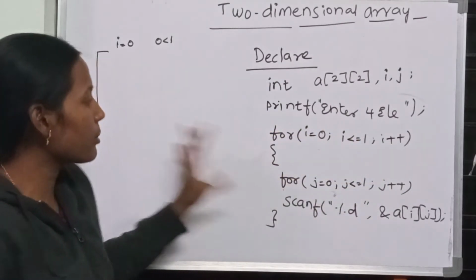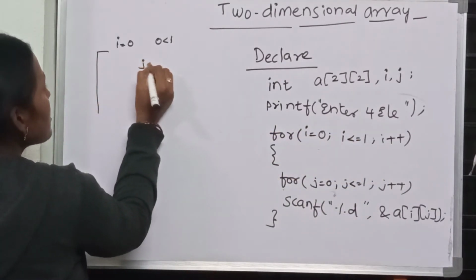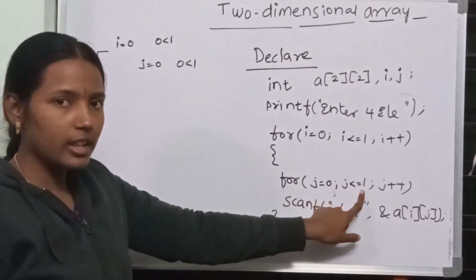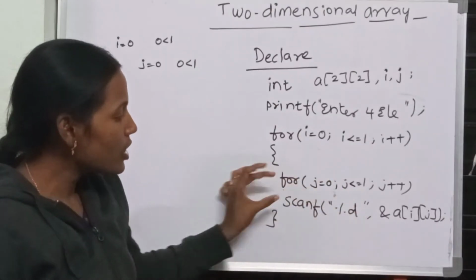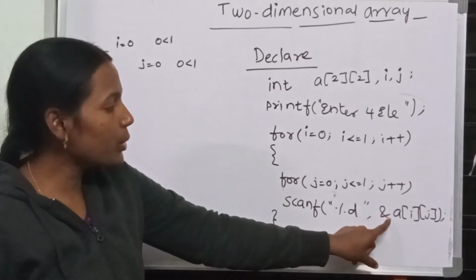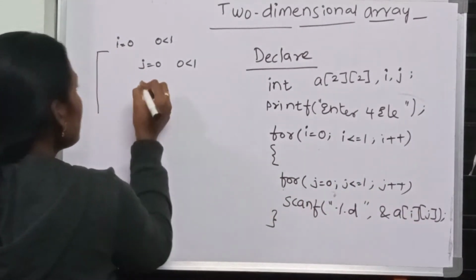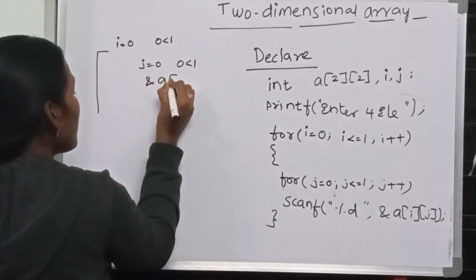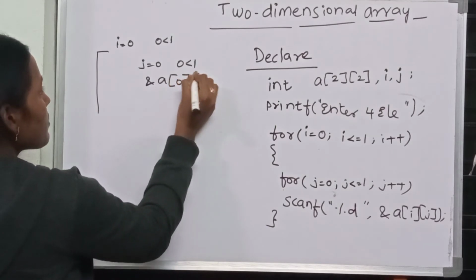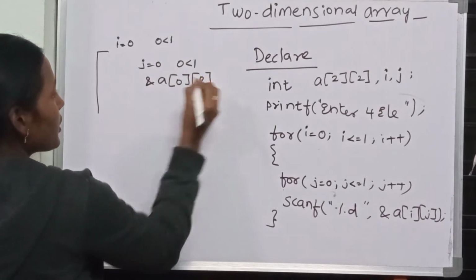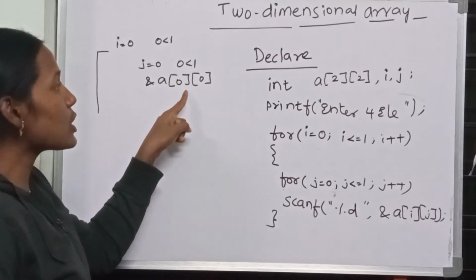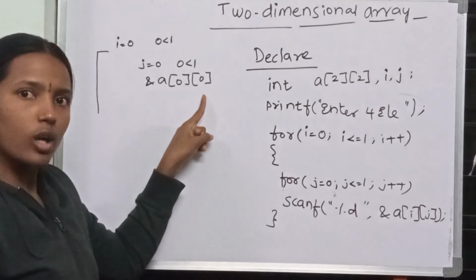First come to the inner block. Now in the inner block, what are you writing? j is equal to 0. Is 0 less than 1? The condition is true. What do you do if the condition is true? This for loop block is executed. What are we accepting here? We are accepting the value into a of i, j. Now what is the value of i over here? 0. Next, what is the value of j over here? 0. That means whatever value we accepted the first time is stored in a of 0, 0 position: row 0, column 0.